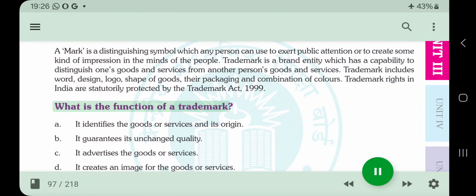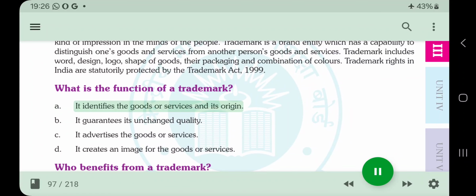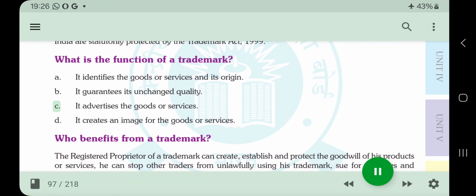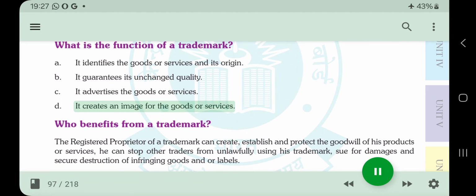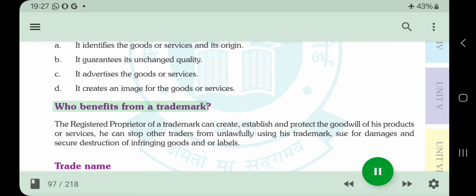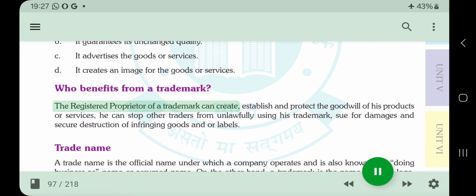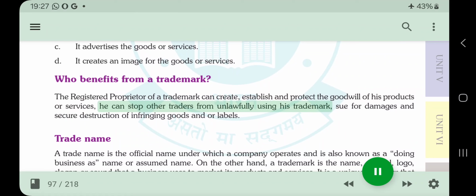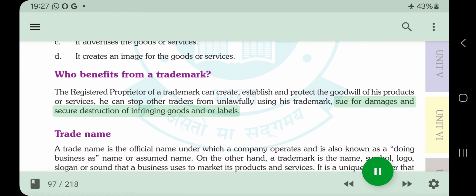What is the function of a trademark? A. It identifies the goods or services and its origin. B. It guarantees its unchanged quality. C. It advertises the goods or services. D. It creates an image for the goods or services. Who benefits from a trademark? The registered proprietor of a trademark can create, establish and protect the goodwill of his products or services. He can stop other traders from unlawfully using his trademark, sue for damages and secure destruction of infringing goods and/or labels.